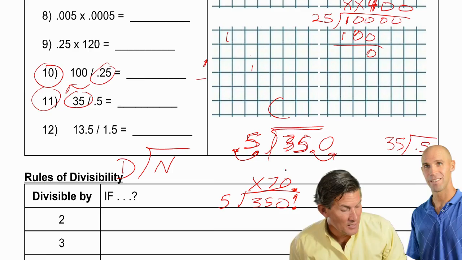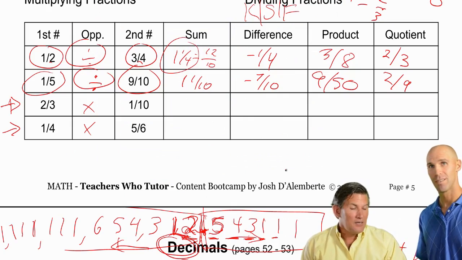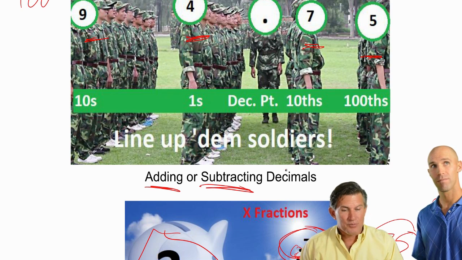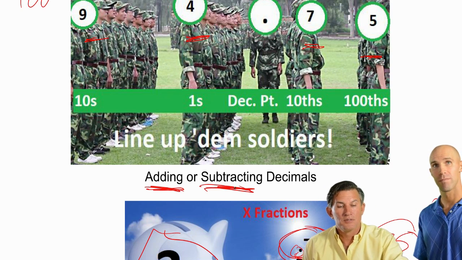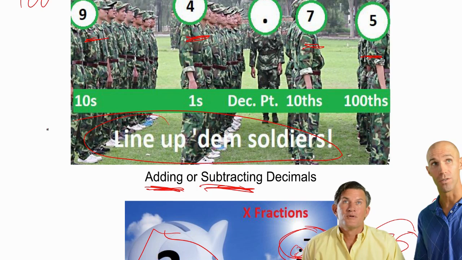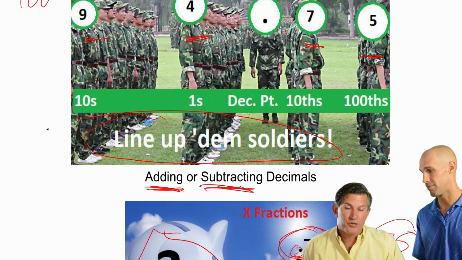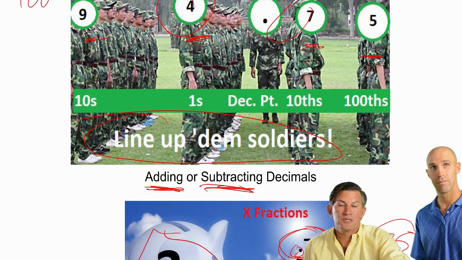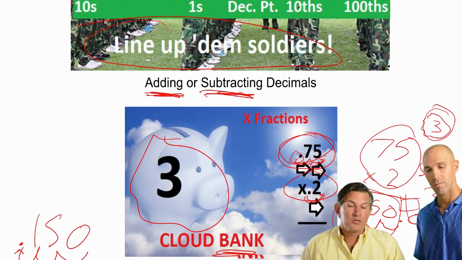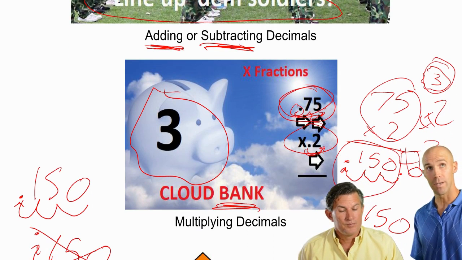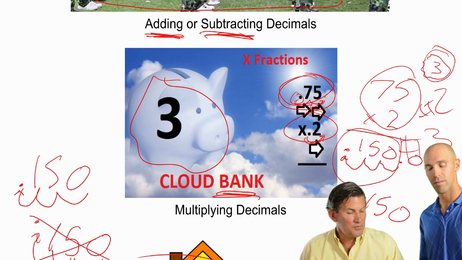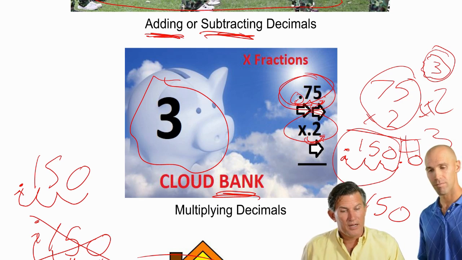Okay, actually, let's review. Ready? How do you add or subtract decimals? Well, you line up them soldiers. Remember that, which means put your decimal first, then your ones, then your tenths, and go left and right from there. How do you multiply decimals? Multiply decimals by using the cloud bank, the 3-step solving process. Count how many decimals you need to get integers, multiply regular, and then pay back the bank.